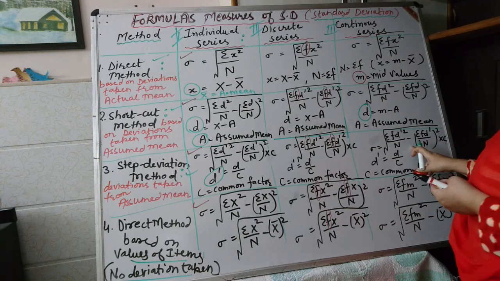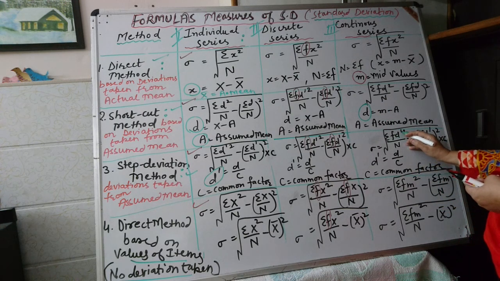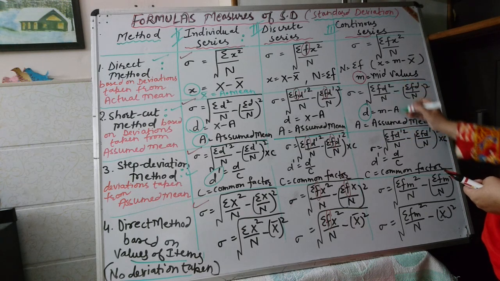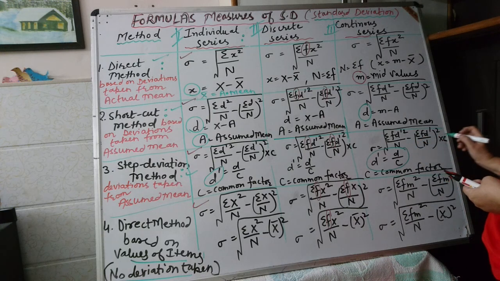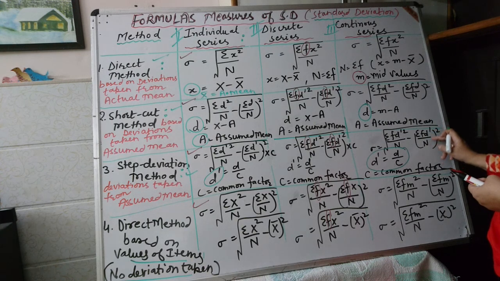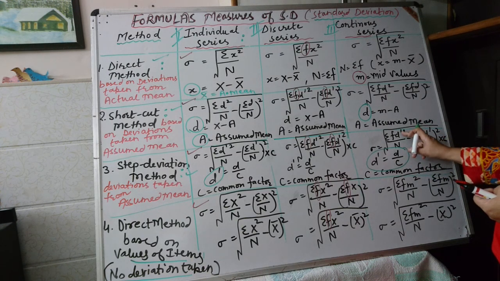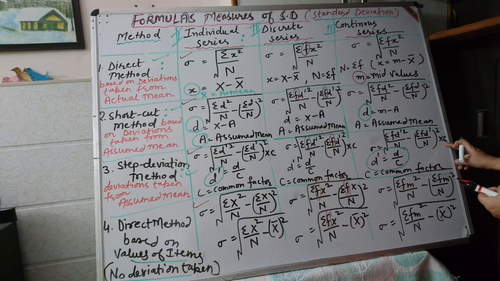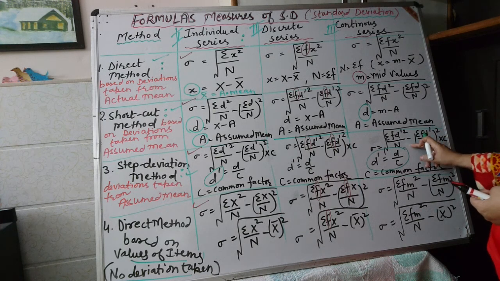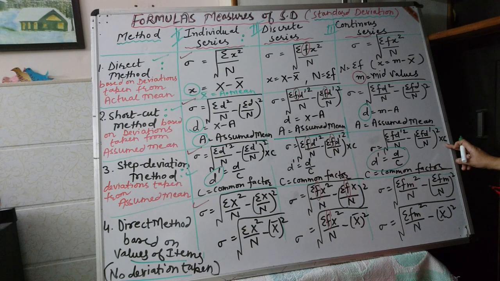And in step deviation method, fd dash will be calculated. Instead of d, we will calculate d dash, and for the calculation of d dash, d will be divided by common class interval. Sigma fd dash square divided by n minus sigma fd dash divided by n whole square, whole under root, multiplied by c, because we have taken d dash. It means deviations will be divided by c, and here it will be multiplied by c, so the values will be same. So this c will not be included in under root, it will be excluded from the under root.